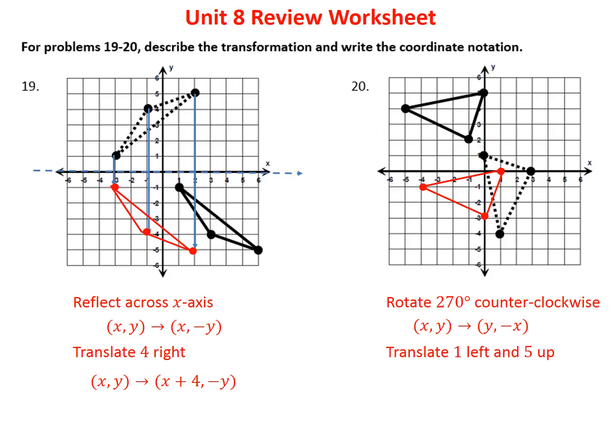Now you notice all I need to do is translate it 1 left and 5 up. It's a little tricky here. Remember that when you go 1 left, that's going to be the x coordinate minus 1, but right now y's in that spot. So notice when I write my final, it's y minus 1 and negative x plus 5, and that becomes the answer of that composition of those two transformations.